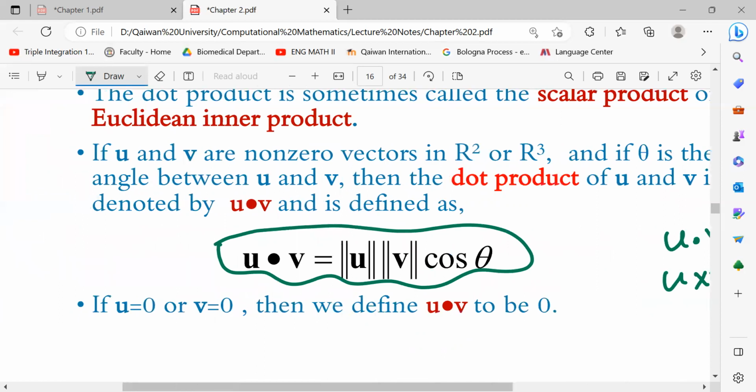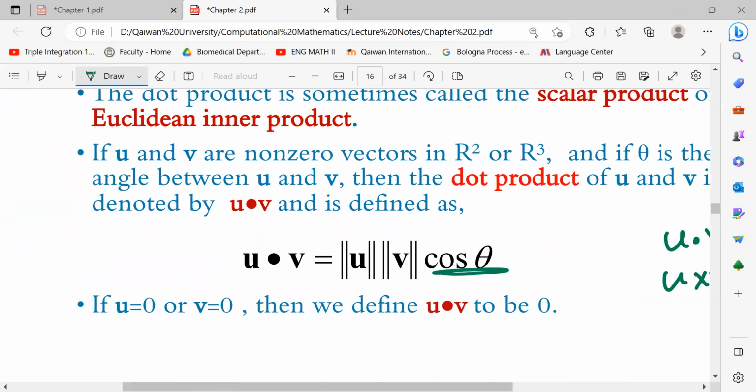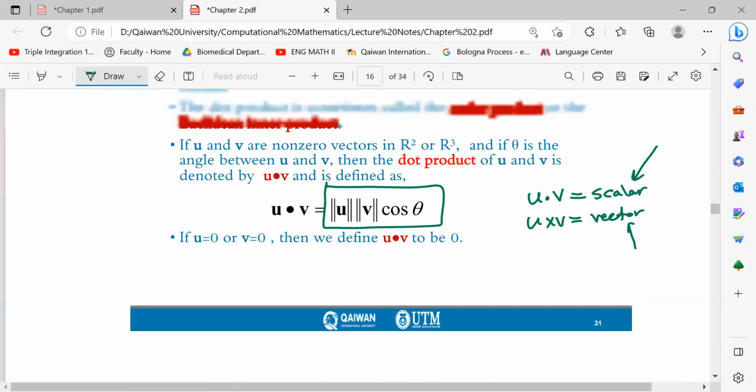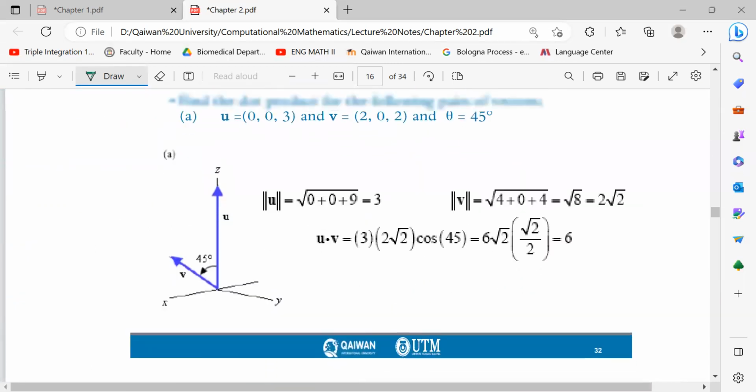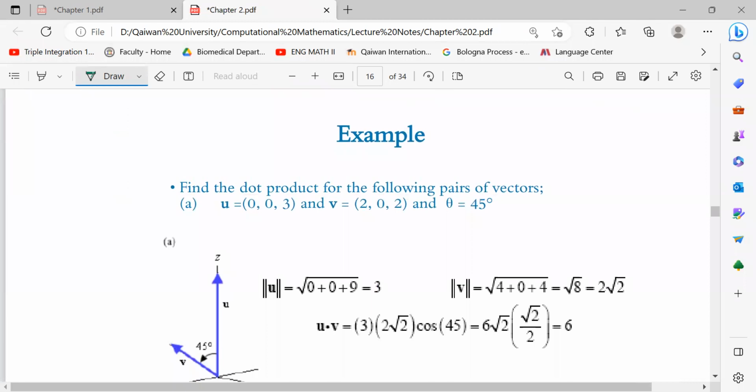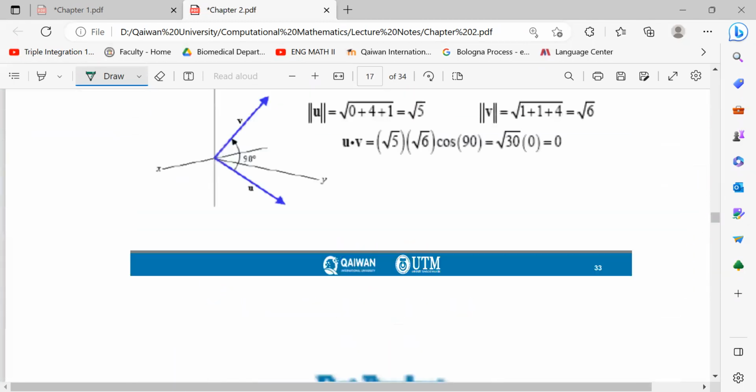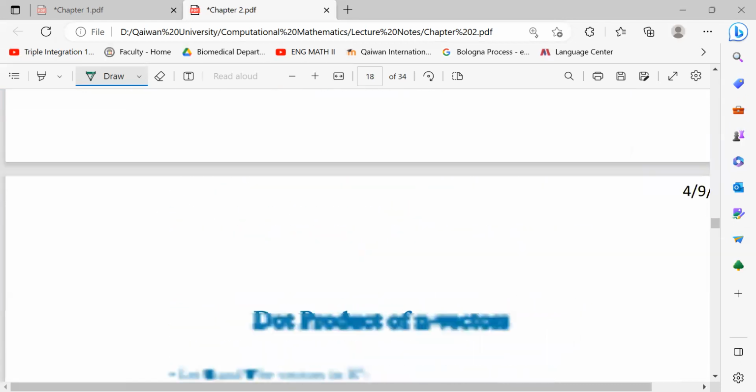If the angle between the vectors is given, we use this rule for finding the dot product of two vectors. That's it. Here you have some examples. Let me check if you can finish this or not.